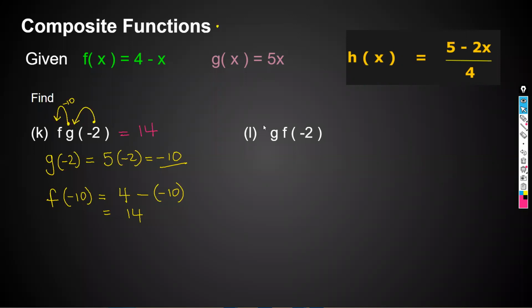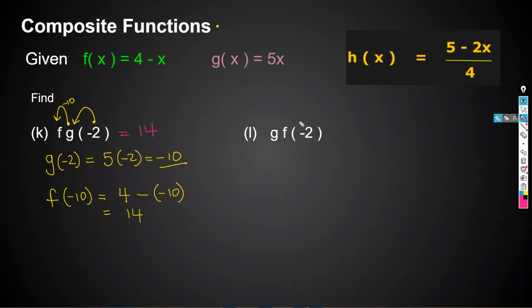Let's try that with L. Now look at the subtle difference between K and L. You'll notice I just made one small switch. Here's FG, but then I have GF. I wanted to prove that if you switch the letters around, you will not get the same answer. The order of the letters in 99% of the cases will give you a different answer.